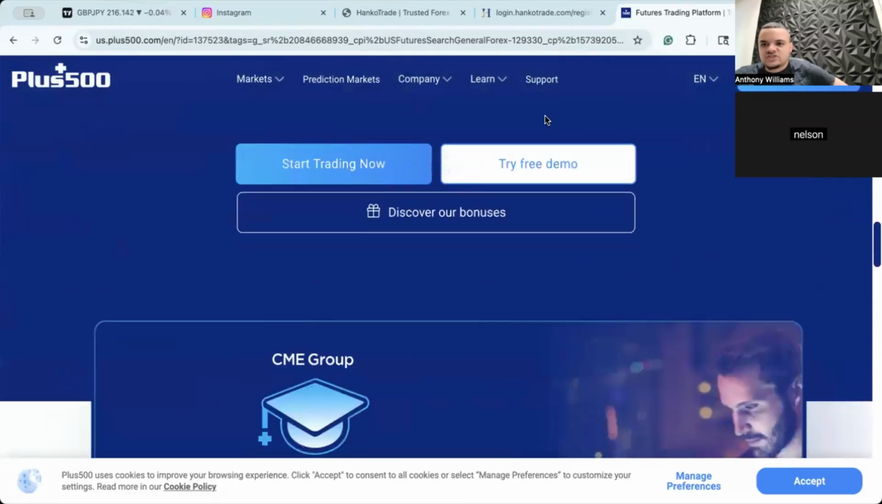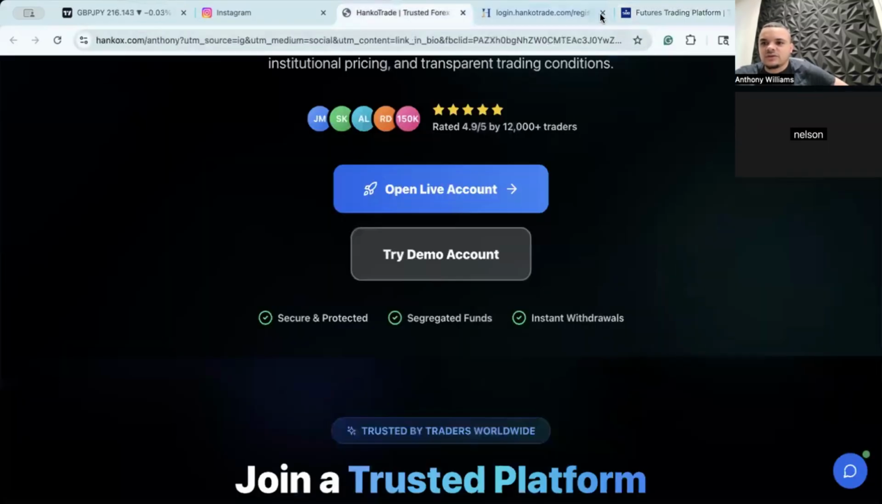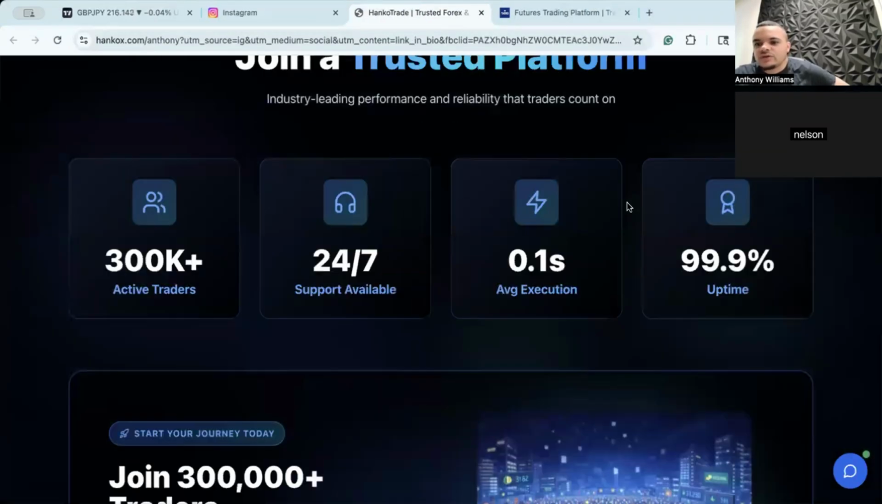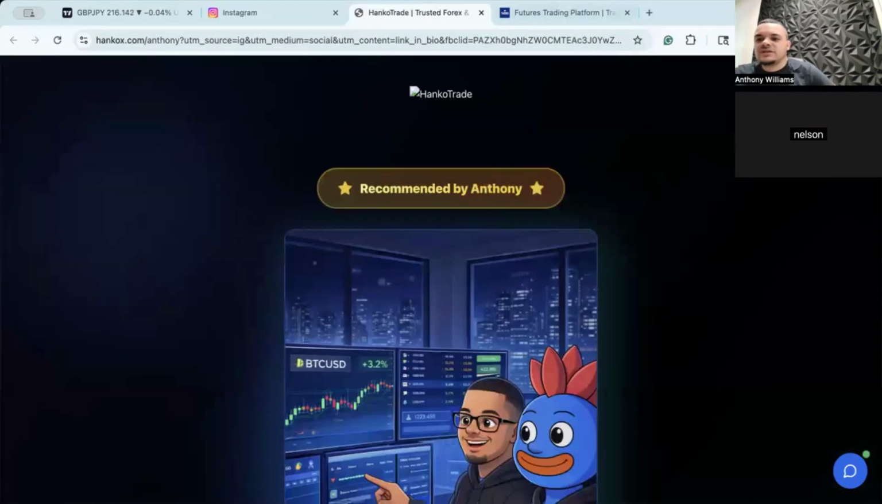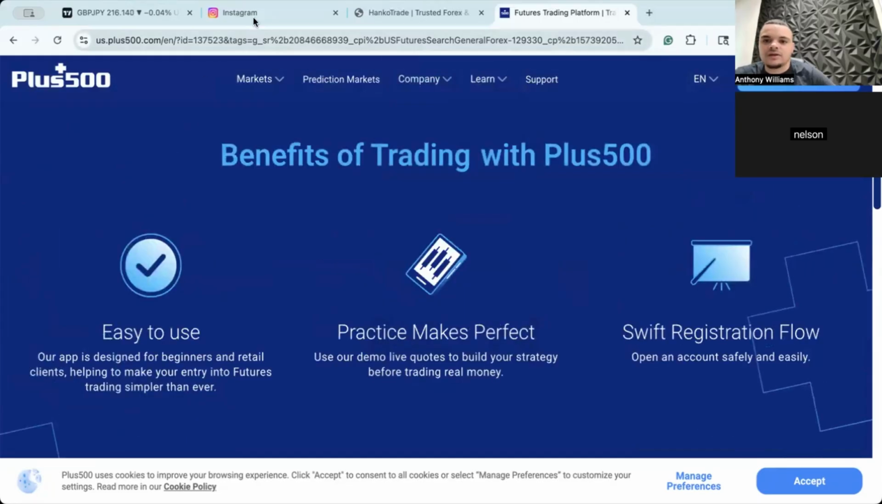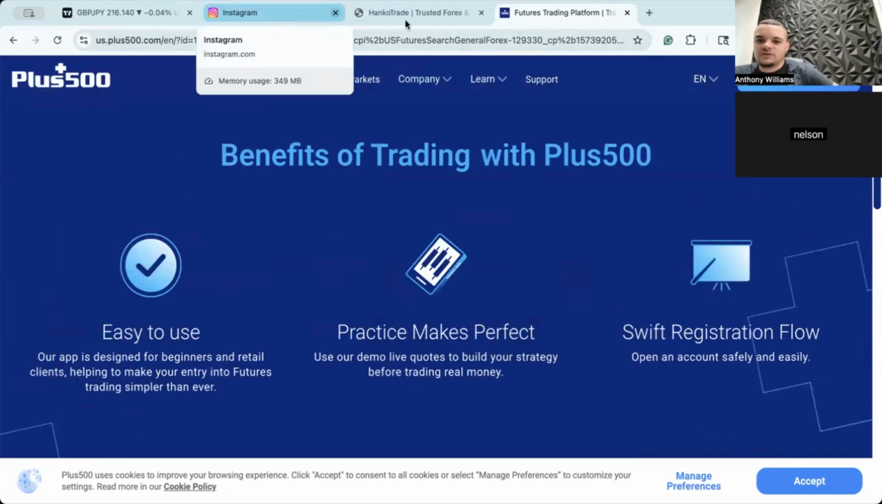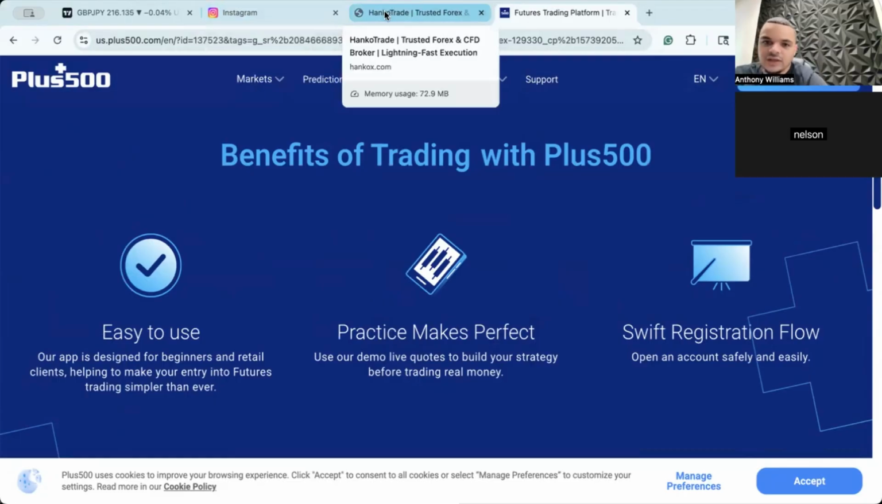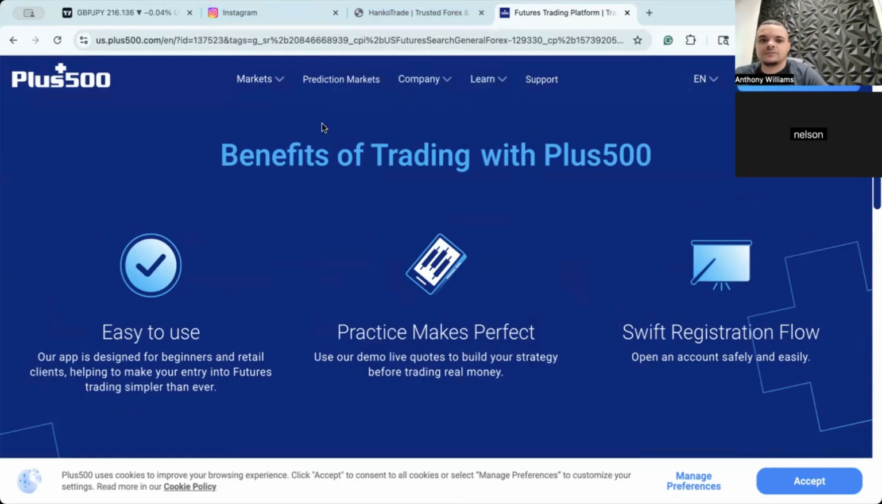Yeah, so it's all up to you if you want to use Hanko. They're both brokers, bro. I've used so many brokers, it doesn't even matter, you know what I mean? As long as you get your money, put your money in, put your money out, that's all that matters. Just find a good broker that's good for you. If you don't want to use Hanko, what I recommend, then the second option would be Plus500.